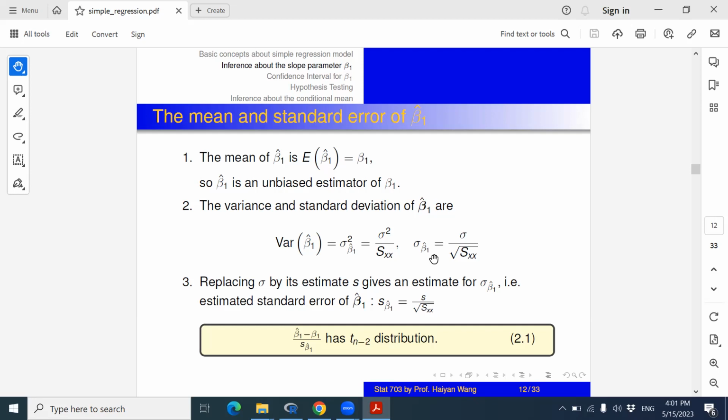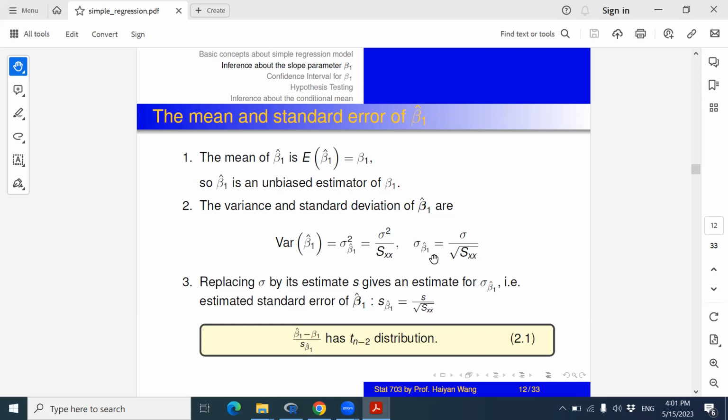And all linear combinations of normal variables would still be normal if those y's are independent. So in our case, we can establish a distribution of beta 1 hat, which is normal. The mean of beta 1 hat is equal to beta 1. The variance of beta 1 hat is equal to sigma squared over Sxx, the sum of squared variation in x. And if we use beta 1 hat minus beta 1 divided by the estimated standard error of beta 1 hat, then we get a t statistic that has n minus 2 degrees of freedom. Where is this n minus 2 from?